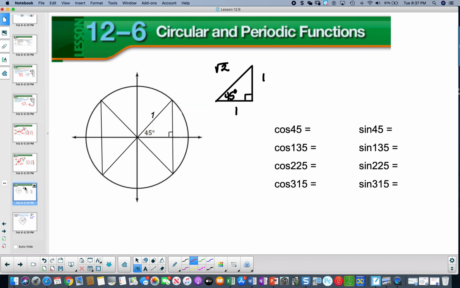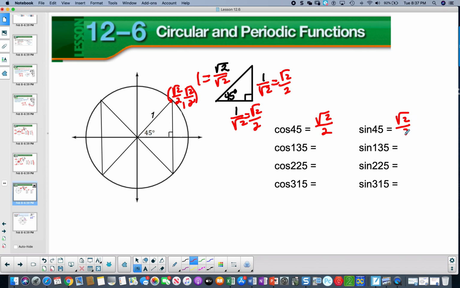Okay, now let's move to a 45, 45, 90. Again, I want to make it into a unit circle. So I'm going to divide everything by root 2 so that I can get a 1 here. And you have to go one extra step and rationalize. So this point right here is root 2 over 2, comma, root 2 over 2. That is our x-coordinate, and that's our y-coordinate, and that's what the value of cosine of 45 will be, and the sine of 45 will be this as well.